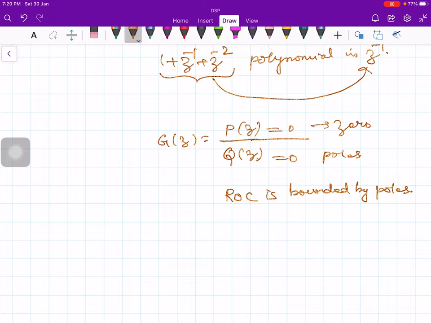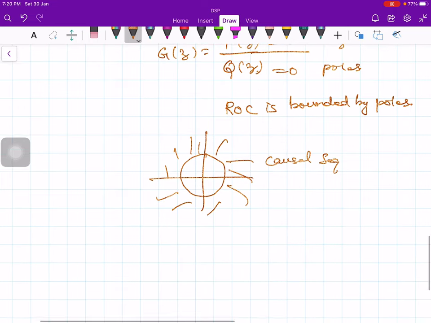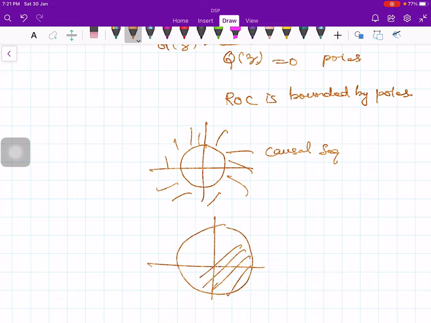For a causal sequence, the ROC is outside the circle, like this. This is the ROC of a causal sequence. For an anti-causal sequence, you draw a circle and now it is inside the unit circle. This is anti-causal. We took some examples and showed this.